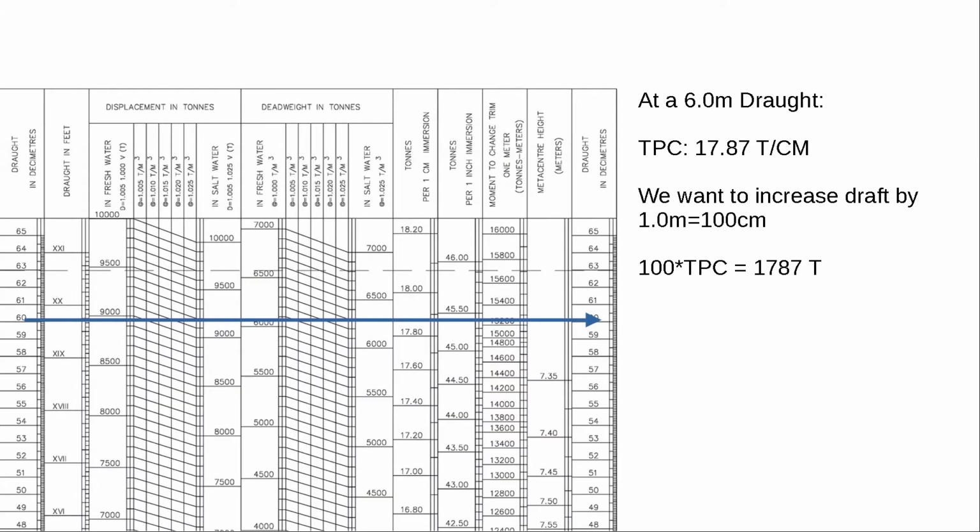So going back to our deadweight scale, you can see right now we're sitting at a draft of 6 meters. You go over to the rightmost side, towards your tons per centimeter immersion, you see it's 17.87 tons per centimeter. The question asked us to increase our draft to 7.0 meters, so that means we need to increase our draft by 100 centimeters. So to figure out how much cargo must be loaded to do this, we simply multiply our tons per centimeter immersion by 100 to give us an amount of cargo of 1,787 tons.